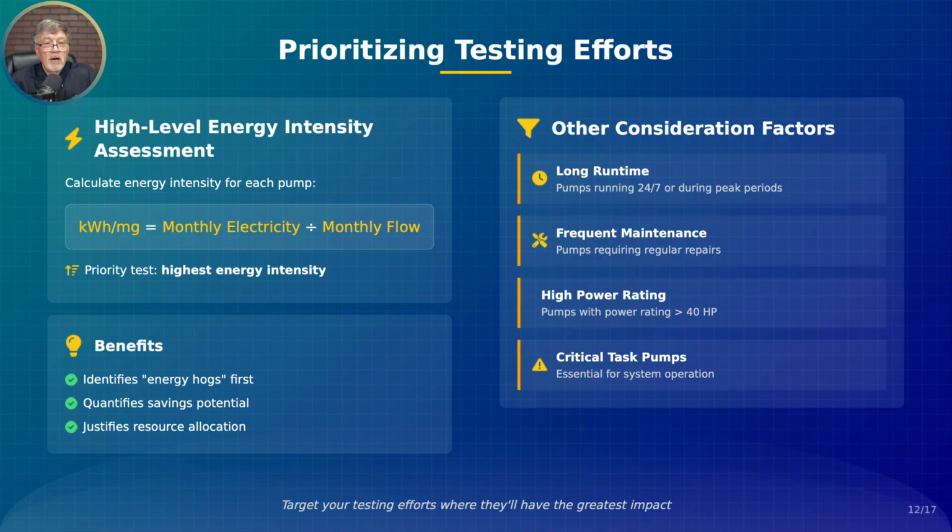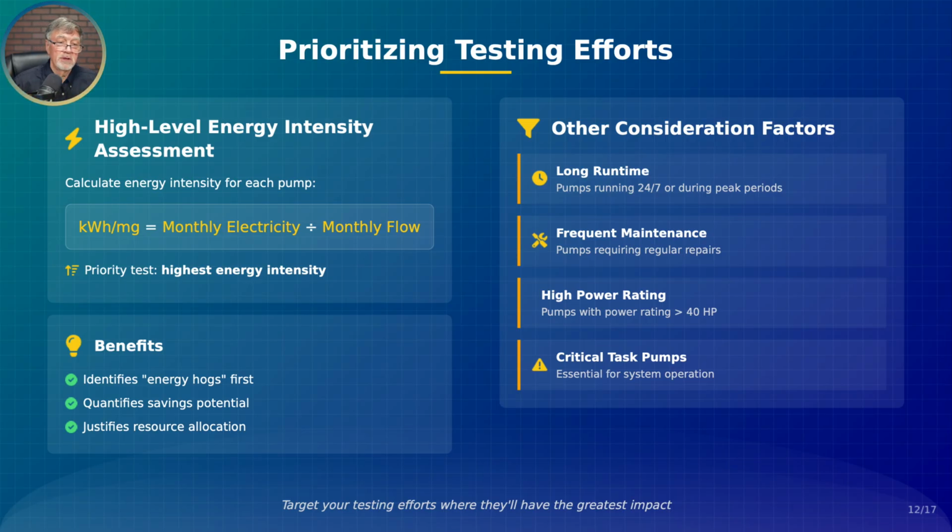So, prioritizing testing efforts. What we want to do is look at a high level energy intensity assessment. We want to calculate the energy intensity for each pump. What we're looking at is kilowatt hours per million gallons of water.